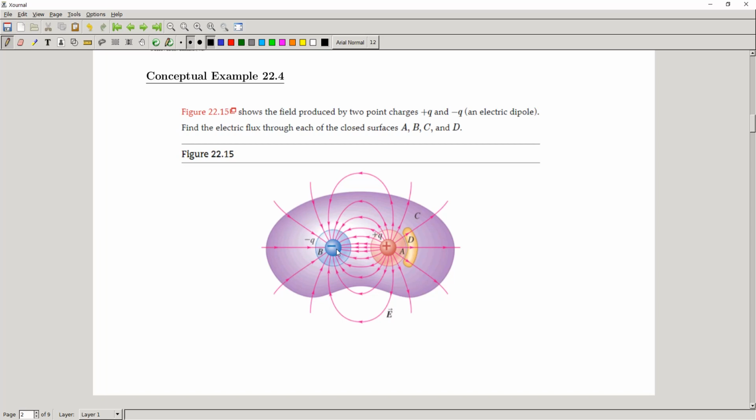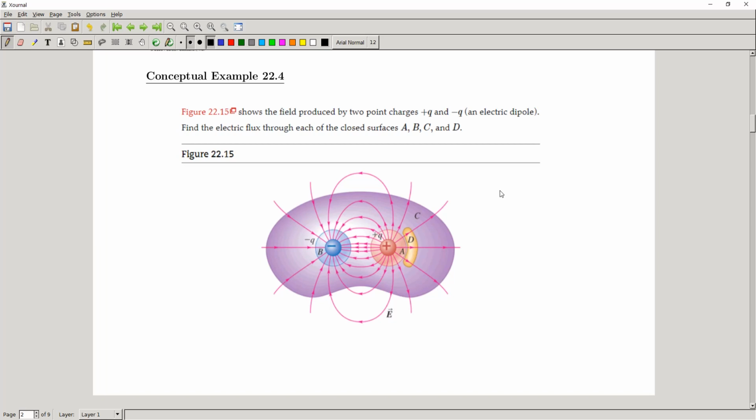Okay, so we have our dipole. Different parts of it are enclosed or not enclosed by different Gaussian surfaces, and we're asked to find the net electric flux through a number of these closed surfaces. Let's take a look at what's going on here. We've got our positive charge over here, our negative charge over here, and we've enclosed our positive charge in this Gaussian surface A. We're asked what the net electric flux through that closed surface is going to be.